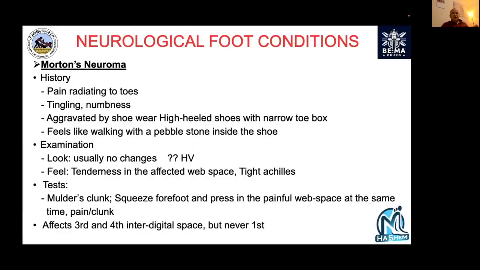Morton's neuroma, the most common complaint the patient comes to the foot and ankle clinic with. Very, very common. And unfortunately, it is a misnomer. It's not a neuroma. Basically, Morton's is not a neuroma. It's a synovial thickening. And to understand Morton's, you have to understand where the digital nerve is running.